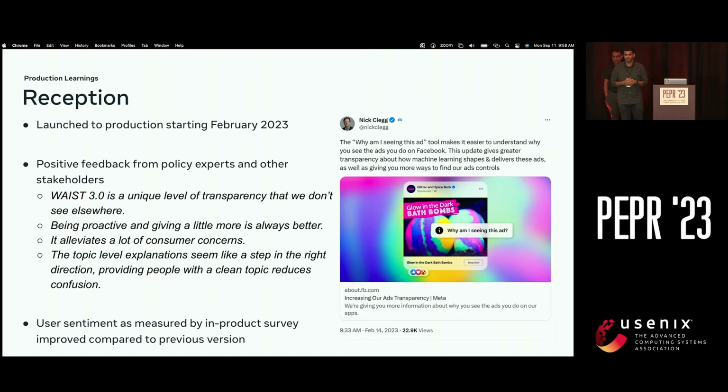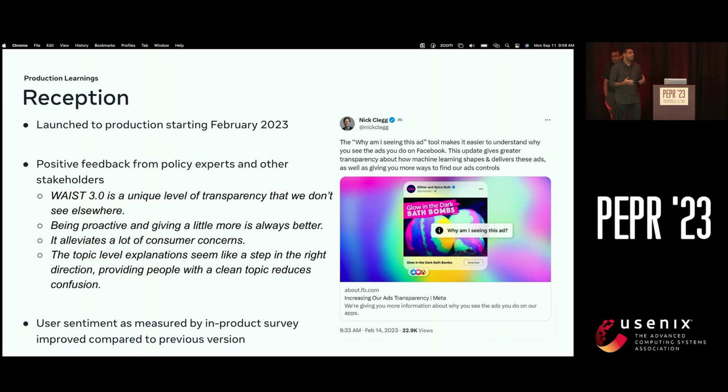What have been the learnings from launch? We launched the product starting in February 2023. On the right, this is the announcement post by Facebook President Nick Clegg. We have heard some positive feedback from policy experts and other stakeholders. And some people mentioned that this is a unique level of transparency that we don't see at other places.